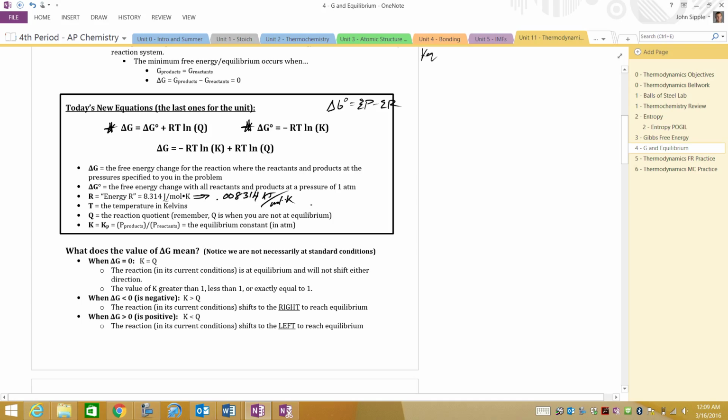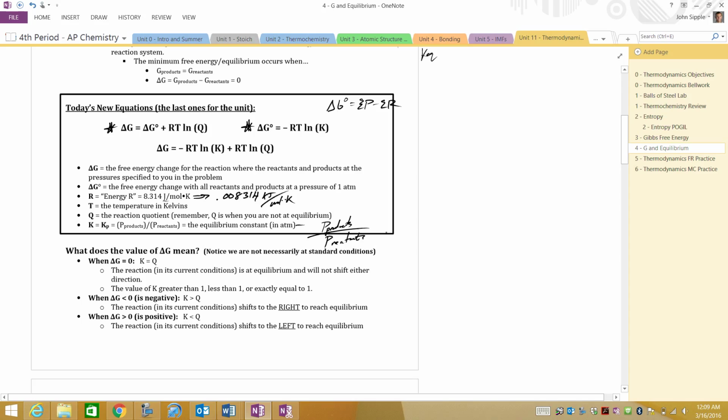And just as a reminder, with the equilibrium constant, a lot of times when we're looking at these ones, they tend to be in atmospheres and things like that, so it's going to be the pressure of the products over the pressure of the reactants. Okay, so we'll do a little bit of that today.